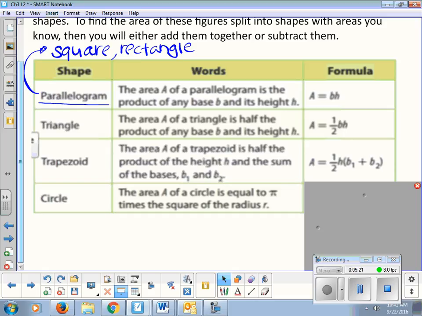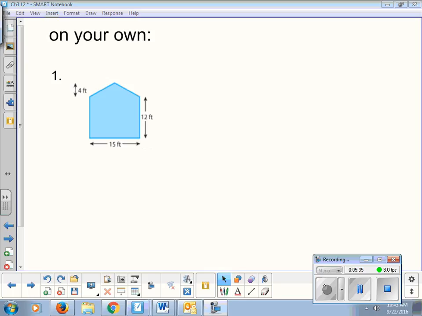And the last one everyone should know, because this is what we've been going over. The area of a circle is pi r squared, or pi times radius squared. Okay, the first question, we have a composite figure. What shapes do you see in this figure?